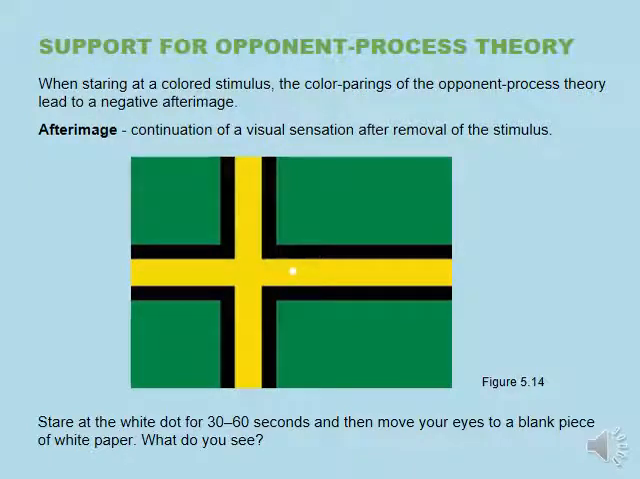So here's the support for opponent process theory. When staring at a colored stimulus, the color pairings of the opponent process theory lead to a negative afterimage. The best way to see this is to look at that initial dot. Stare at the white dot for 30 to 60 seconds and then move your eyes to a blank piece of white paper. What you're going to see is the afterimage. In other words, a continuation of a visual sensation after the removal of the stimulus.